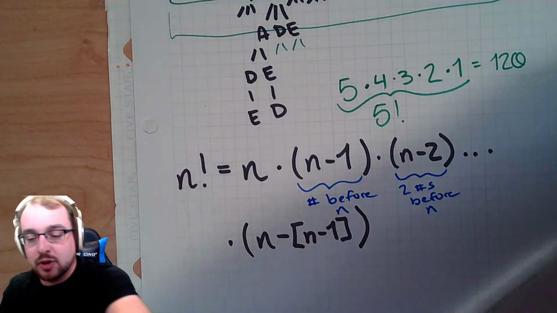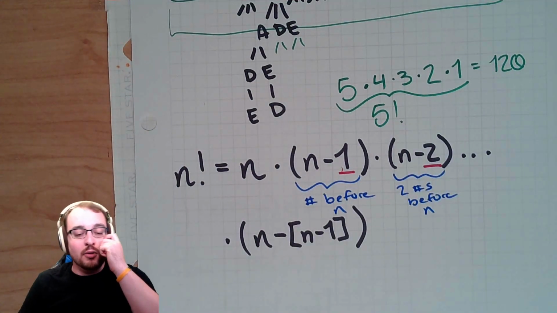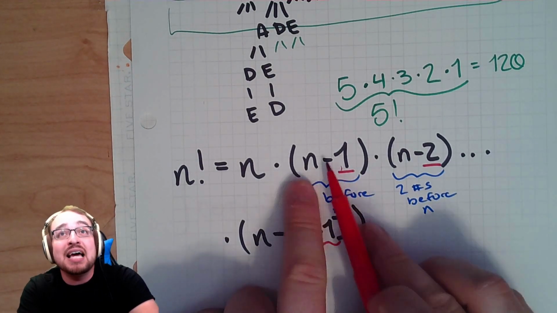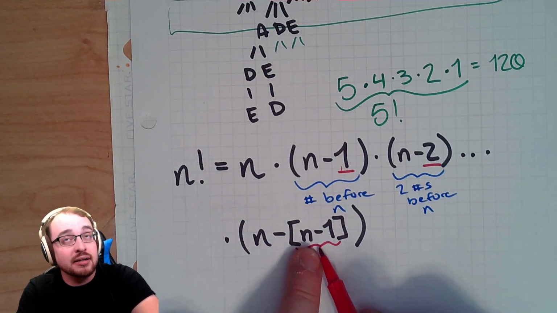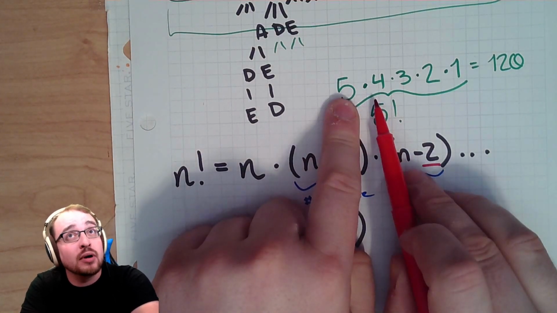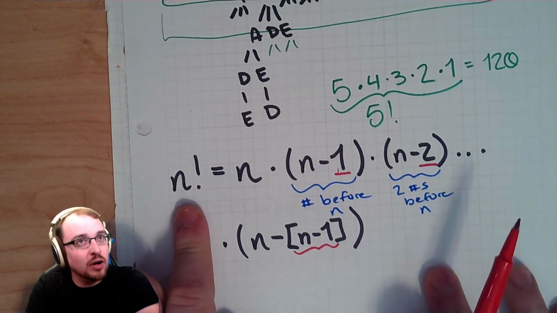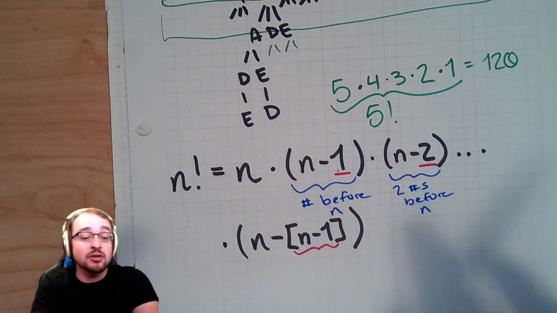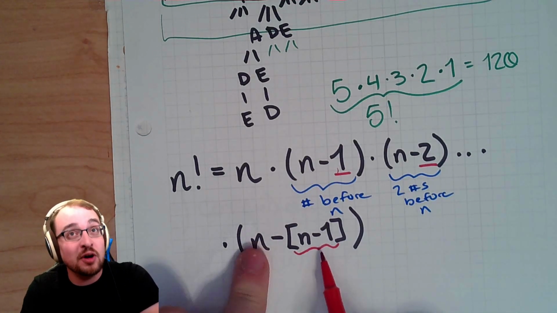So instead of subtracting 1 to get the number before n, or 2 to get the number 2 before n, we're going to subtract n minus 1. Now remember what n minus 1 represents. n minus 1 is the number before n. So this is n minus the number before n. In our case, it'd be 5 minus the number before 5, or 4, 5 minus 4. And of course, what is 5 minus 4? 1. If we had 12 factorial, we have 12, 12 minus 1 is 11, 12 minus 2 is 10, on and on until eventually we got to 12 minus the number before 12, or 12 minus 11, which is 1.